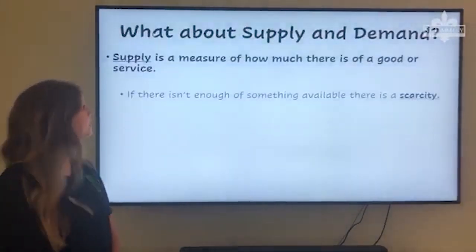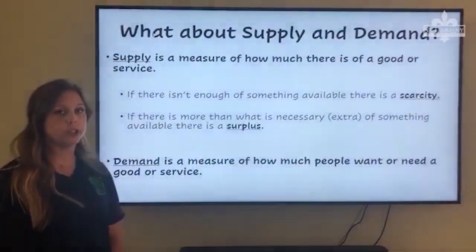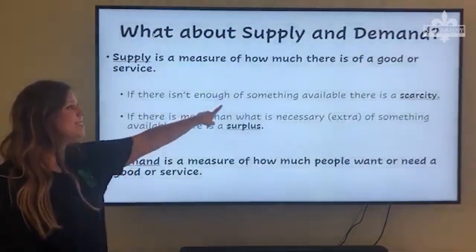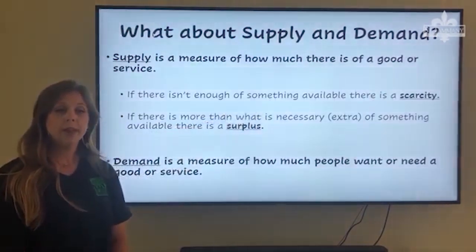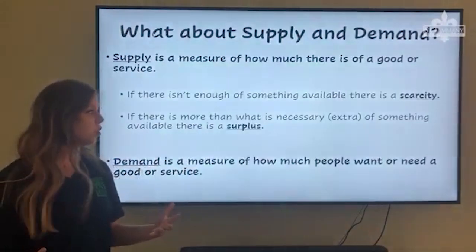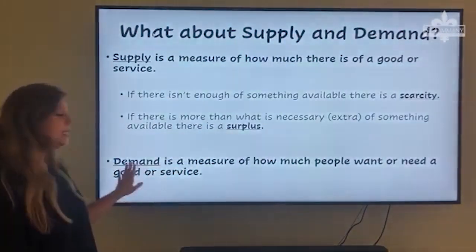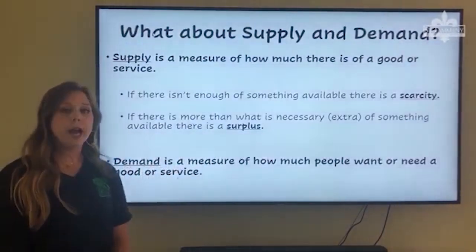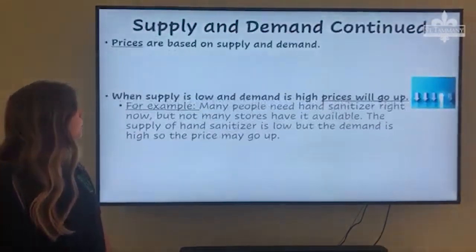How about supply and demand? Supply is a measure of how much there is of a good or service. If there isn't enough of something available, there's going to be a scarcity. However, if there is more than what is necessary, if there is extra of something available, then there's going to be a surplus. Demand is a measure of how much people need or want a good or service.